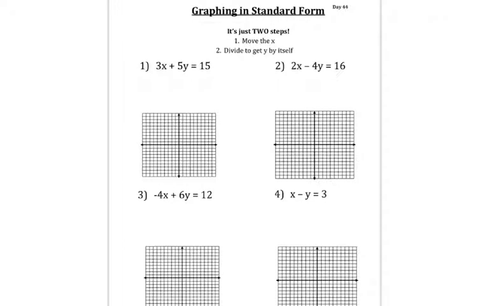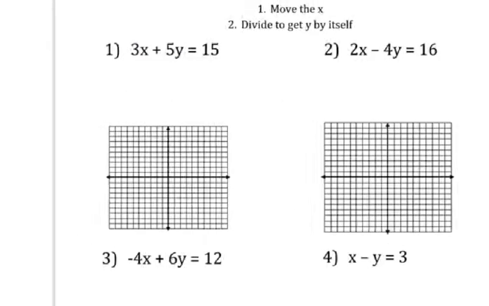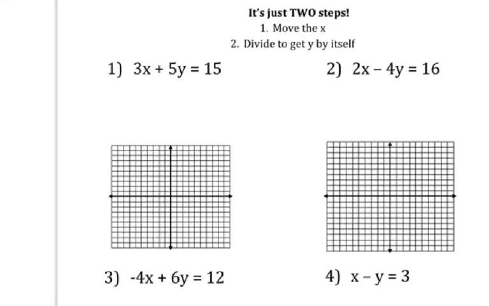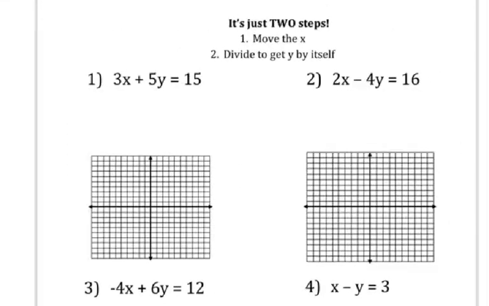Today we are still in the world of systems, but instead of graphing from slope-intercept form, where it was in the form y equals mx plus b, today we are going to graph from standard form, which means we have an x, we have a y, an equal sign, and then the number. So on this first page, we are just refreshing your memory on how to graph from standard form.